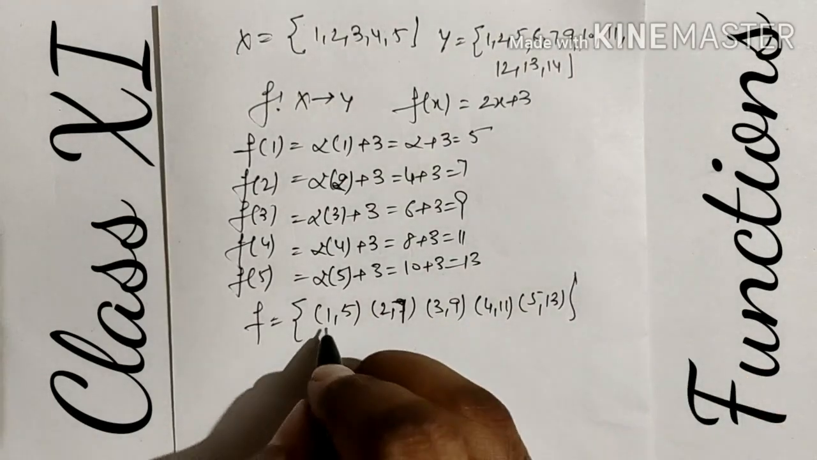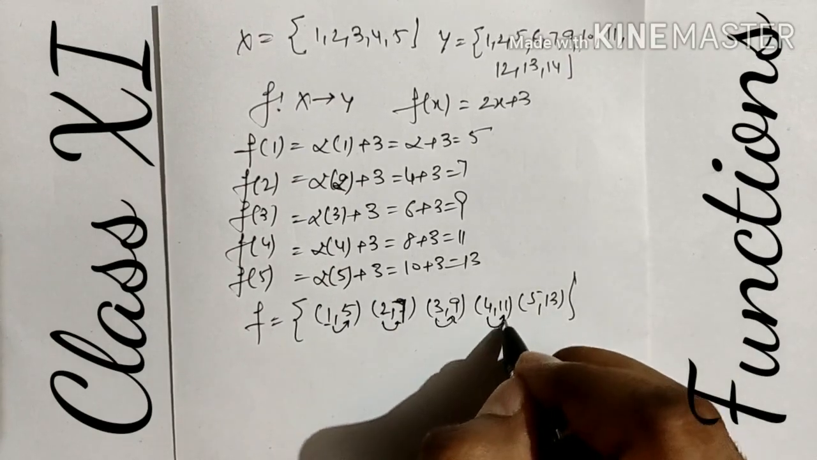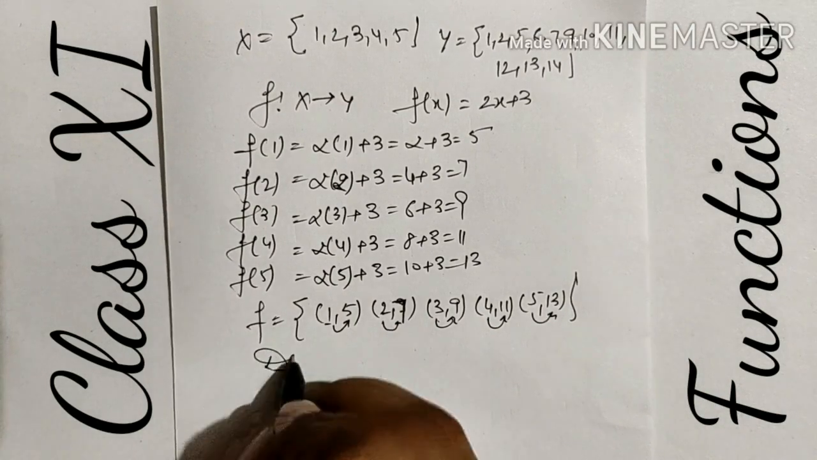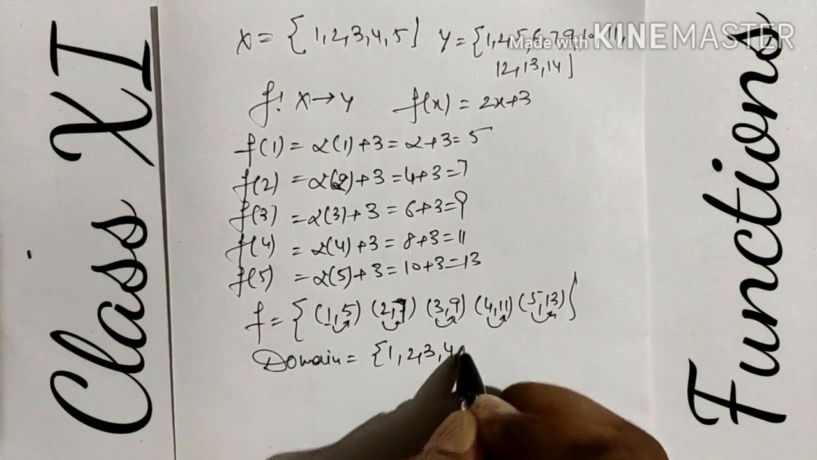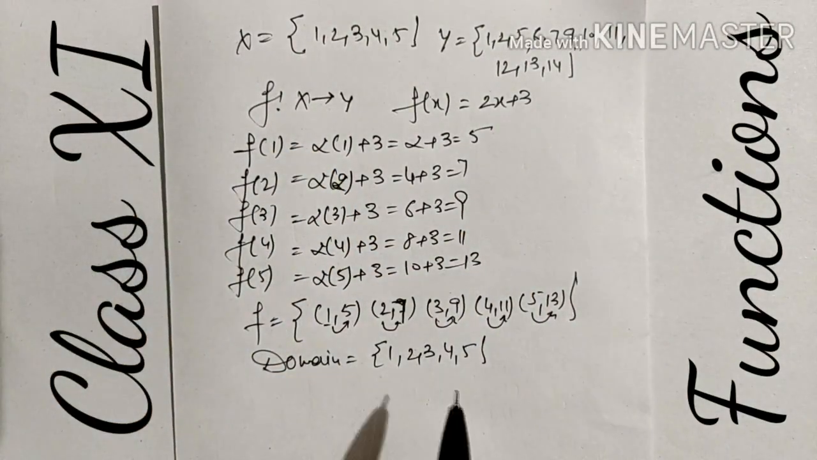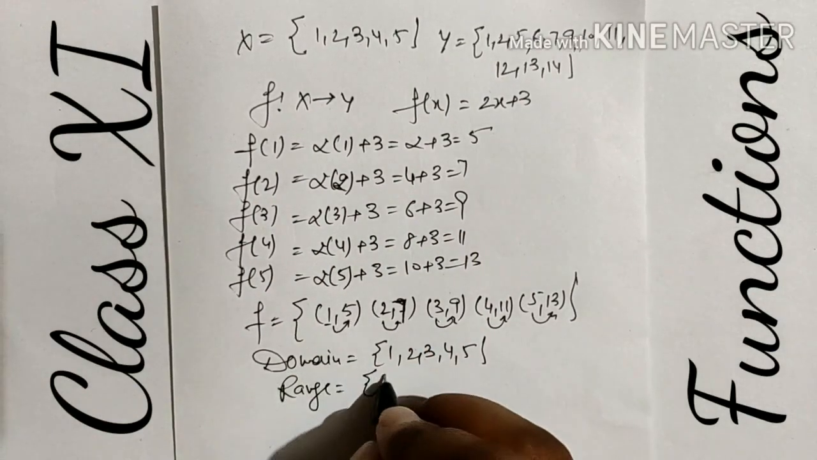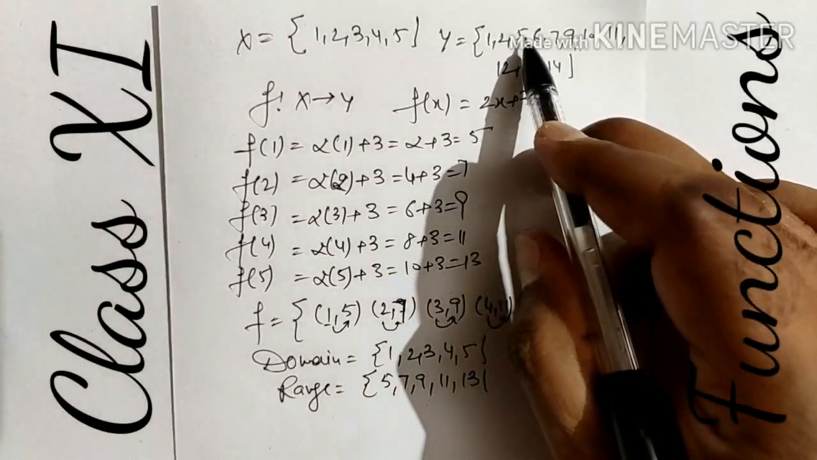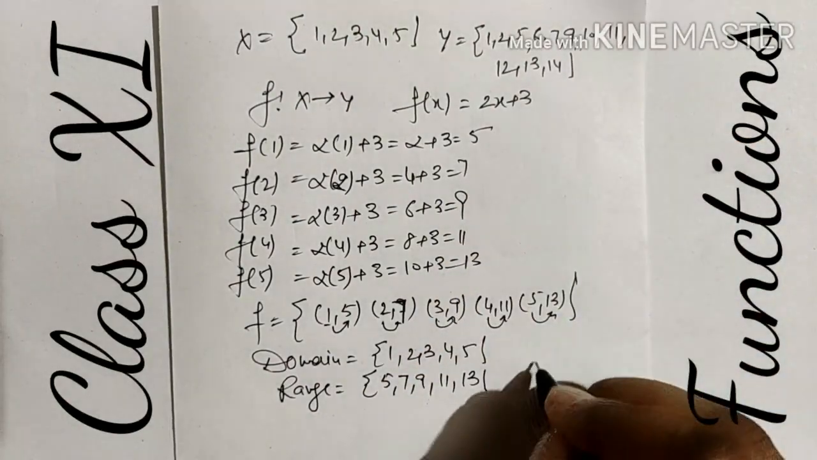Here if you see, every element has a single image. There is no repetition. It means now we have to check that all our elements are covered. Here the domain is given by 1, 2, 3, 4 and 5. These are the same as set X. Now we have to check the range. Range means the used elements of the codomain: 5, 7, 9, 11, 13. Here 5 is there, 7 is there, 9 is there, 11 is there and 13 is also there. So it is a function.